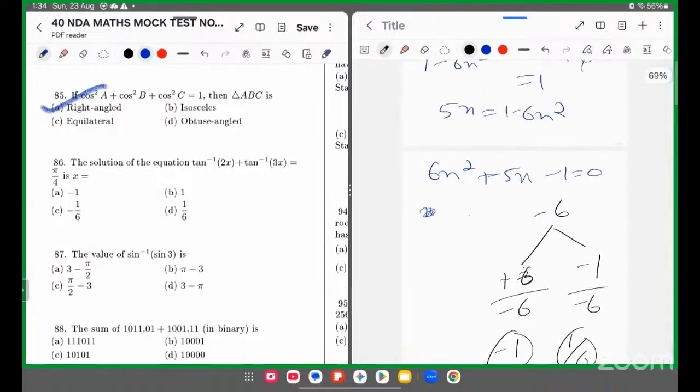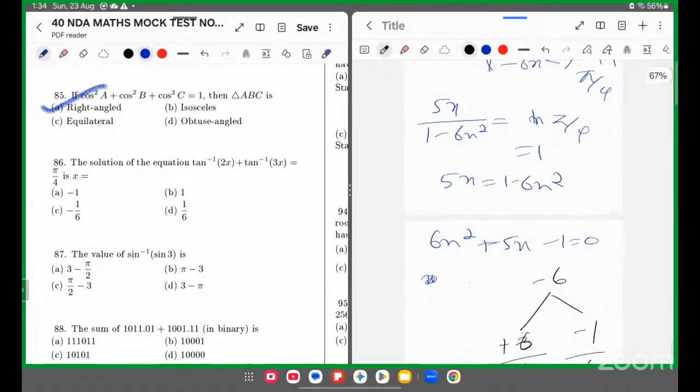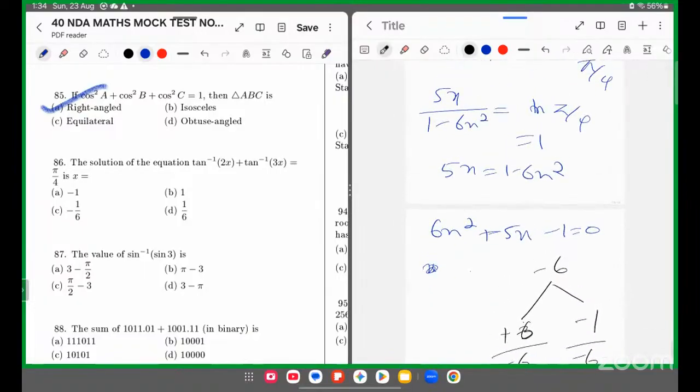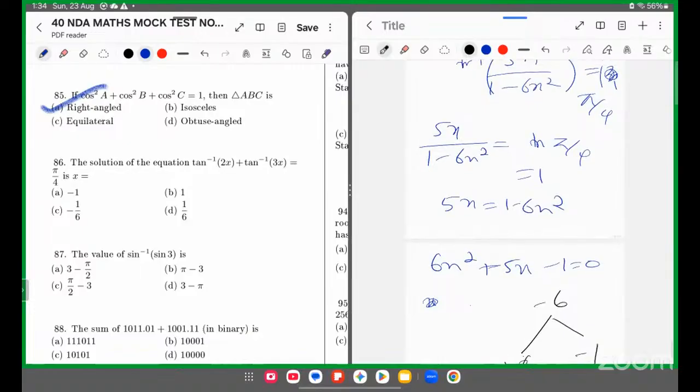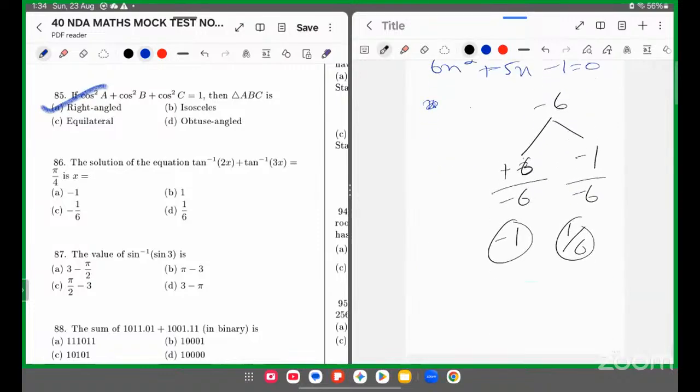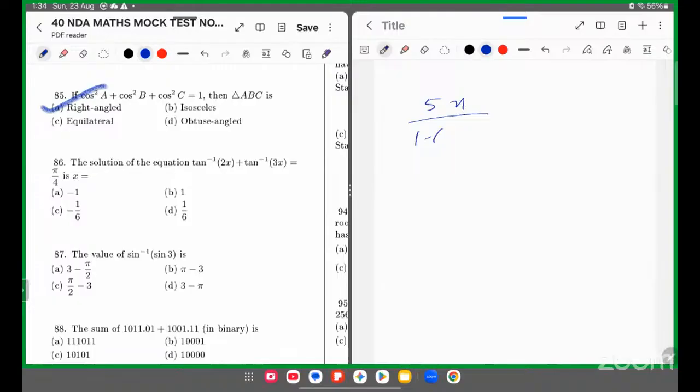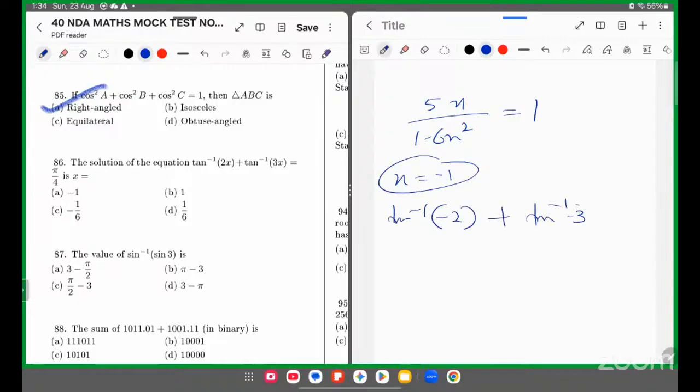If I put x is equal to minus 1, then 1 minus negative... When I put 5x by 1 minus 6x square equal to 1, if I put x is equal to minus 1, so tan inverse minus 2 plus tan inverse minus 3, tan inverse minus 1, tan inverse minus 3.